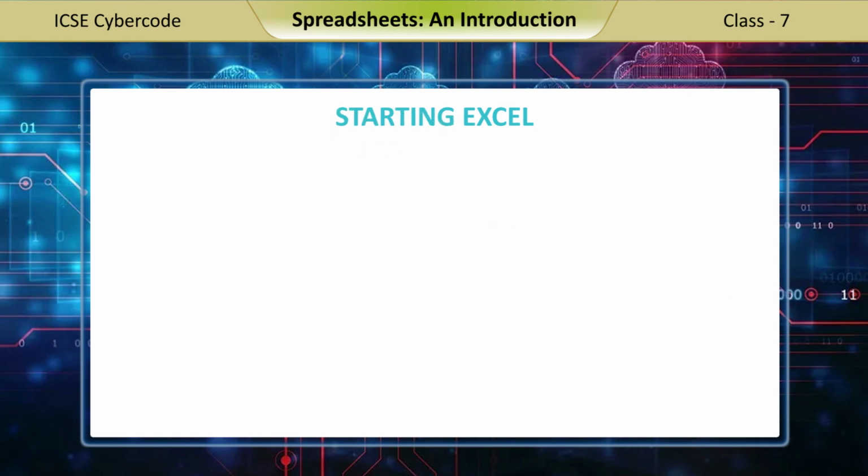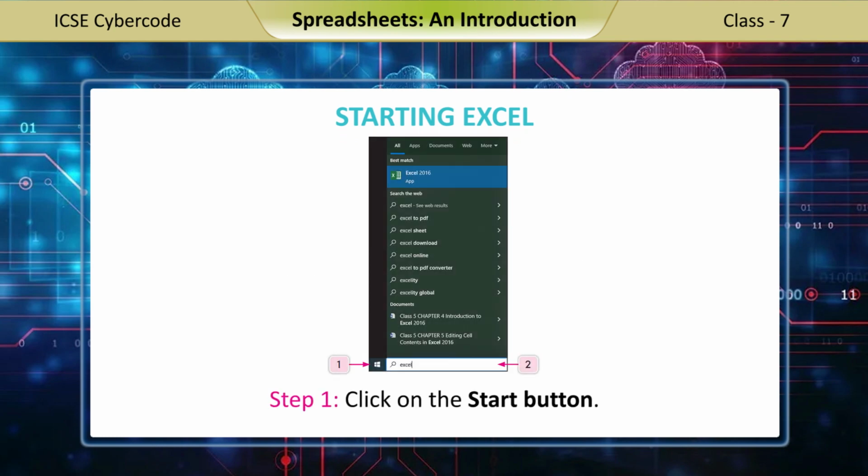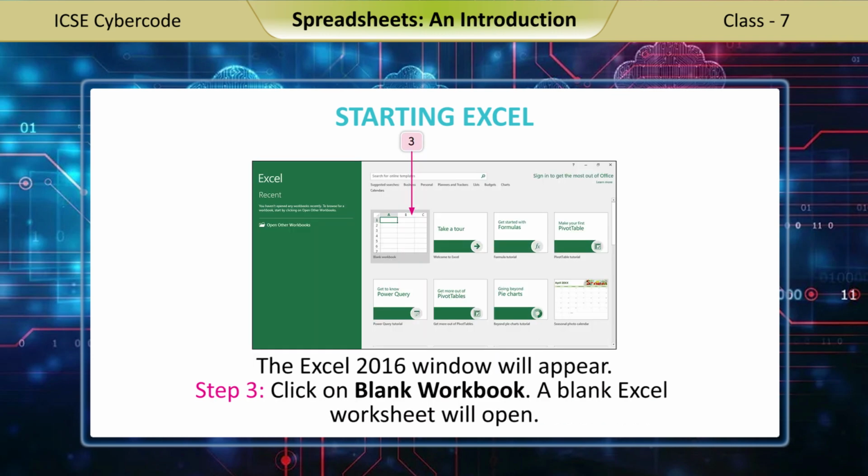Starting Excel. Follow these steps to start Excel. Step 1. Click on the Start button. Step 2. Search for Excel 2016 and click on it. The Excel 2016 window will appear. Step 3. Click on Blank Workbook. A blank Excel worksheet will open.